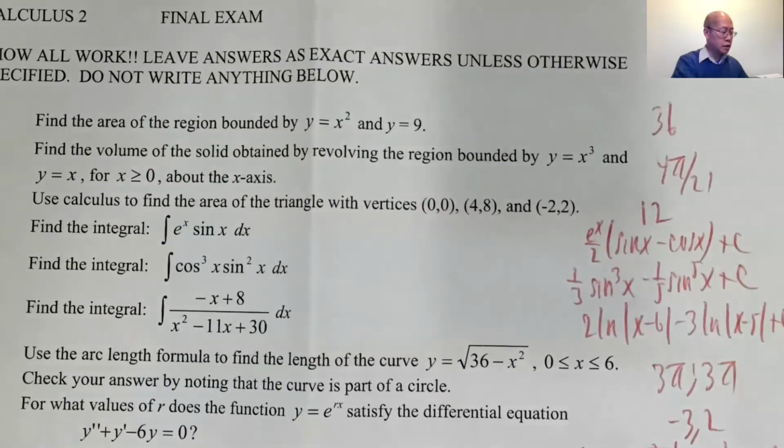These are Calc 2 final exam solutions. Number 1, find the area of the region bounded by y equals x squared and y equals 9.